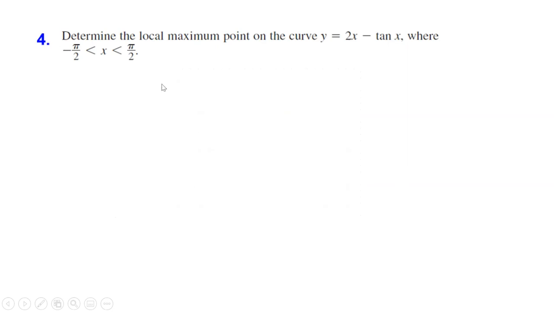Determine the local maximum point on the curve y equals 2x minus tan x between minus pi over 2 and positive pi over 2. Similar question again.